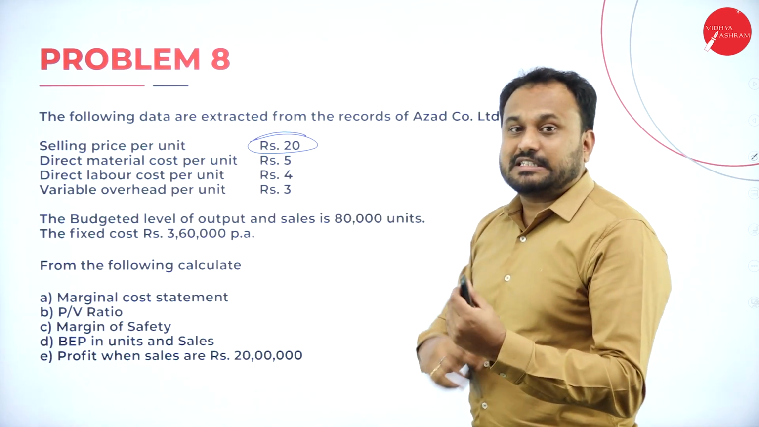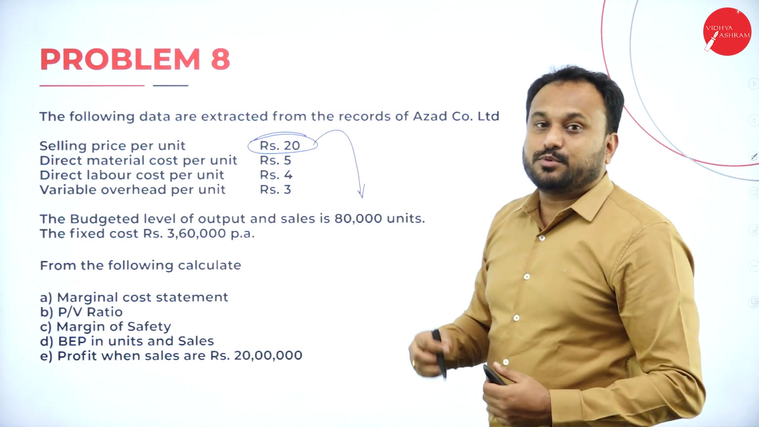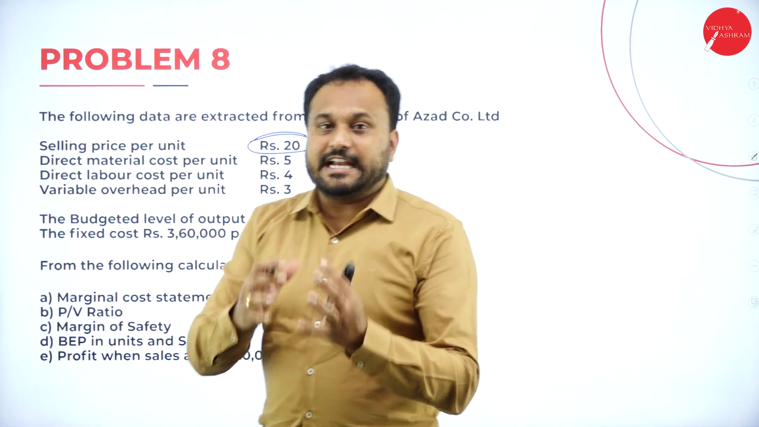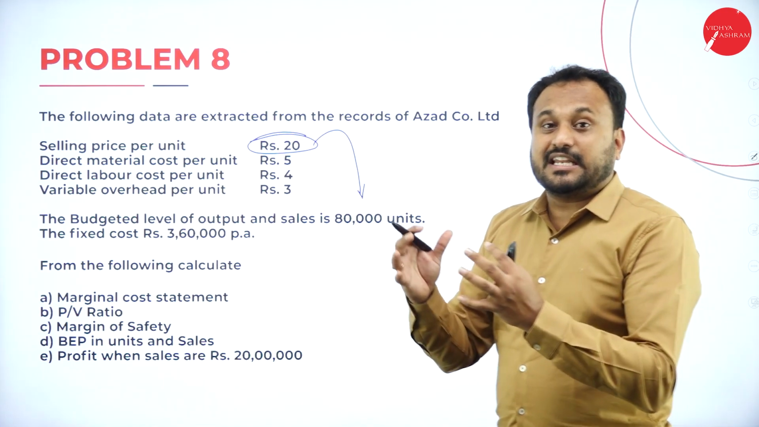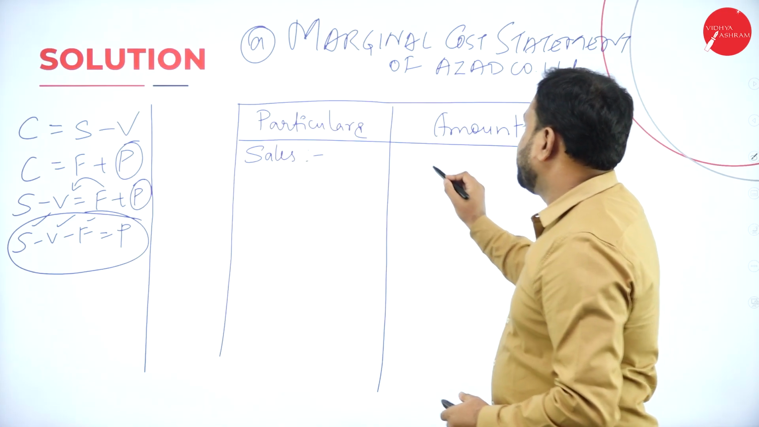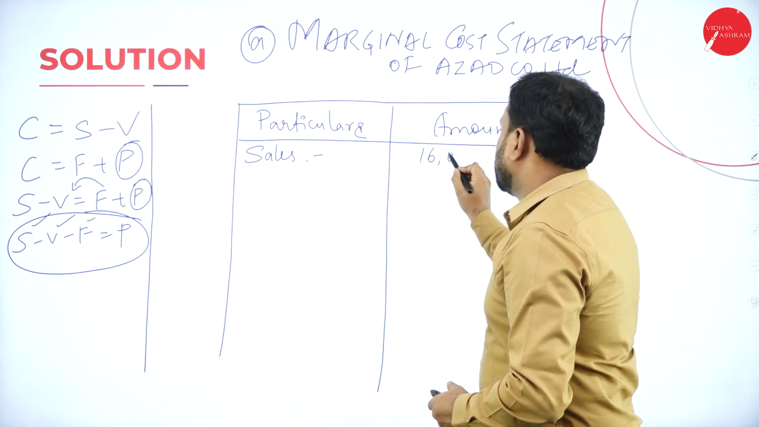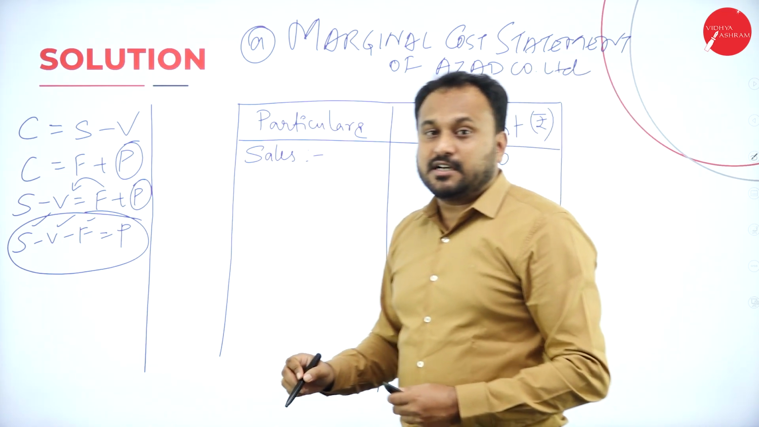So how many units they have produced? 20 into 80,000. That is what is called my sales. So 80 into 20 in the sense how much? 8 2s are 16. So 16 lakh is what my sales will be. So I'll write here 16 lakh.